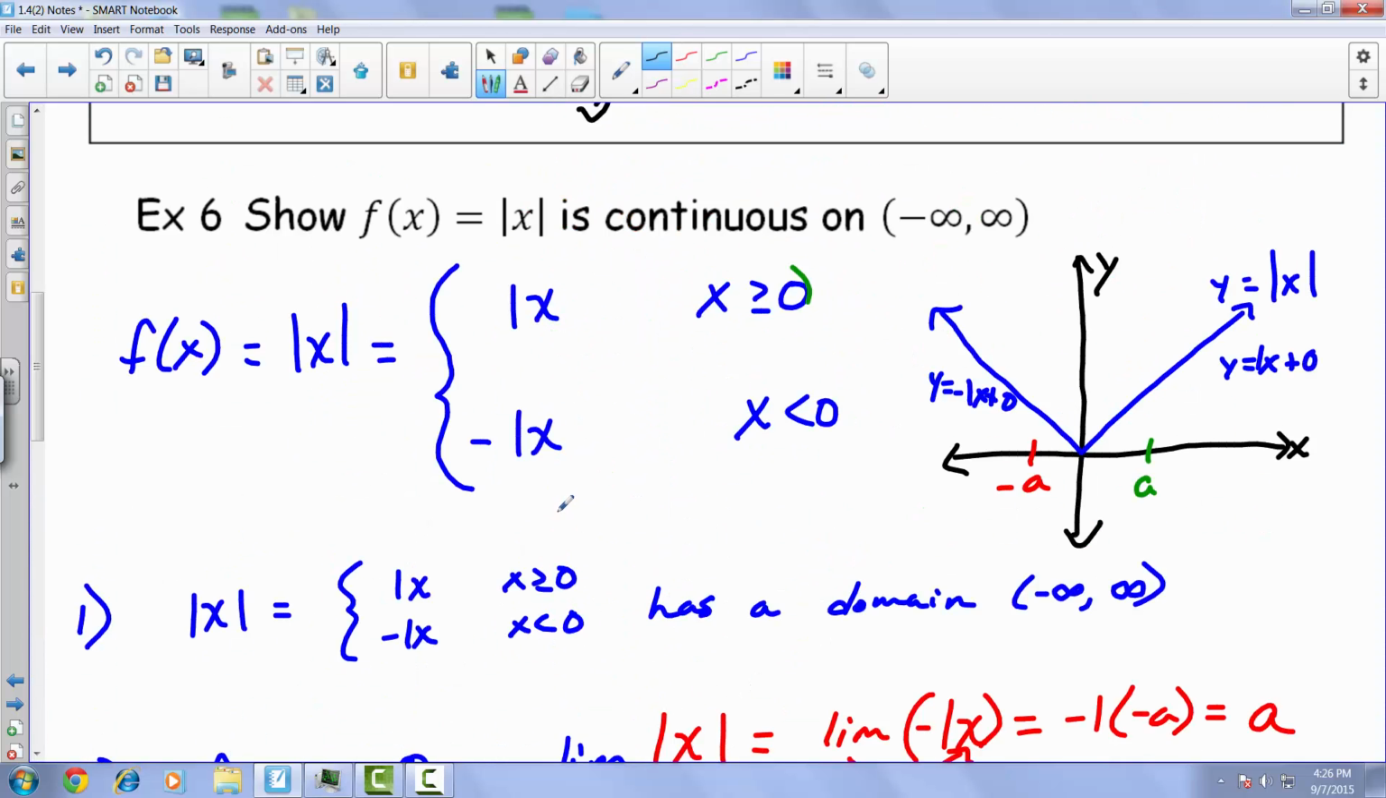So again, just to kind of recap things, we have the absolute value of x. Here it is, that V opening upwards. We just had to show that the domain was ranging from negative infinity to positive infinity. That is criteria 1, and that is very true. You can see the arrows going outwards towards negative infinity and positive infinity.